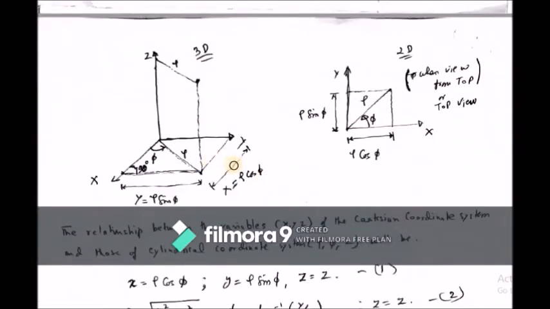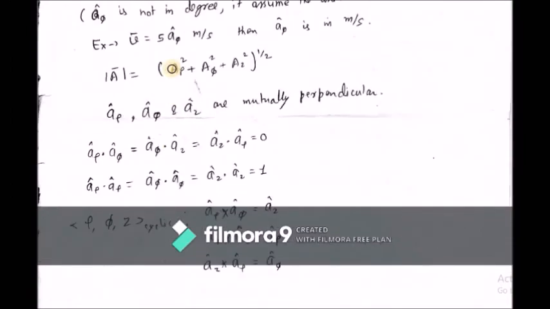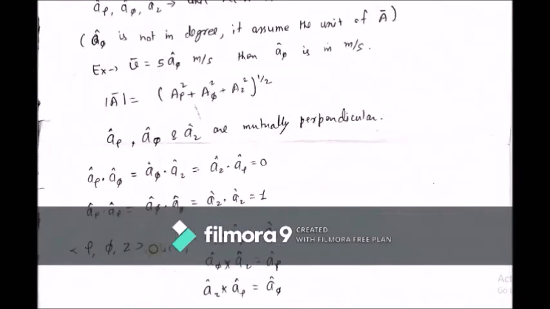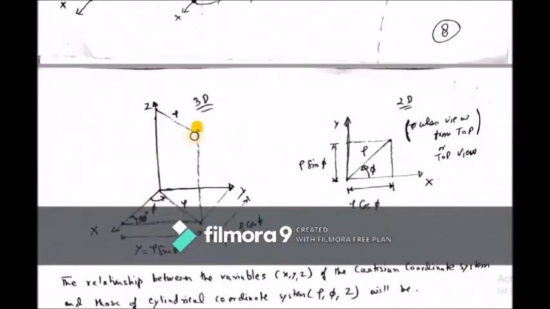Now next I will show you how to convert a circular cylindrical coordinate system, or any point in one coordinate system, to another coordinate system. Suppose the point P is here, this point P shown here. I have just drawn this here. So point P is here, and this point P is in circular cylindrical coordinates.